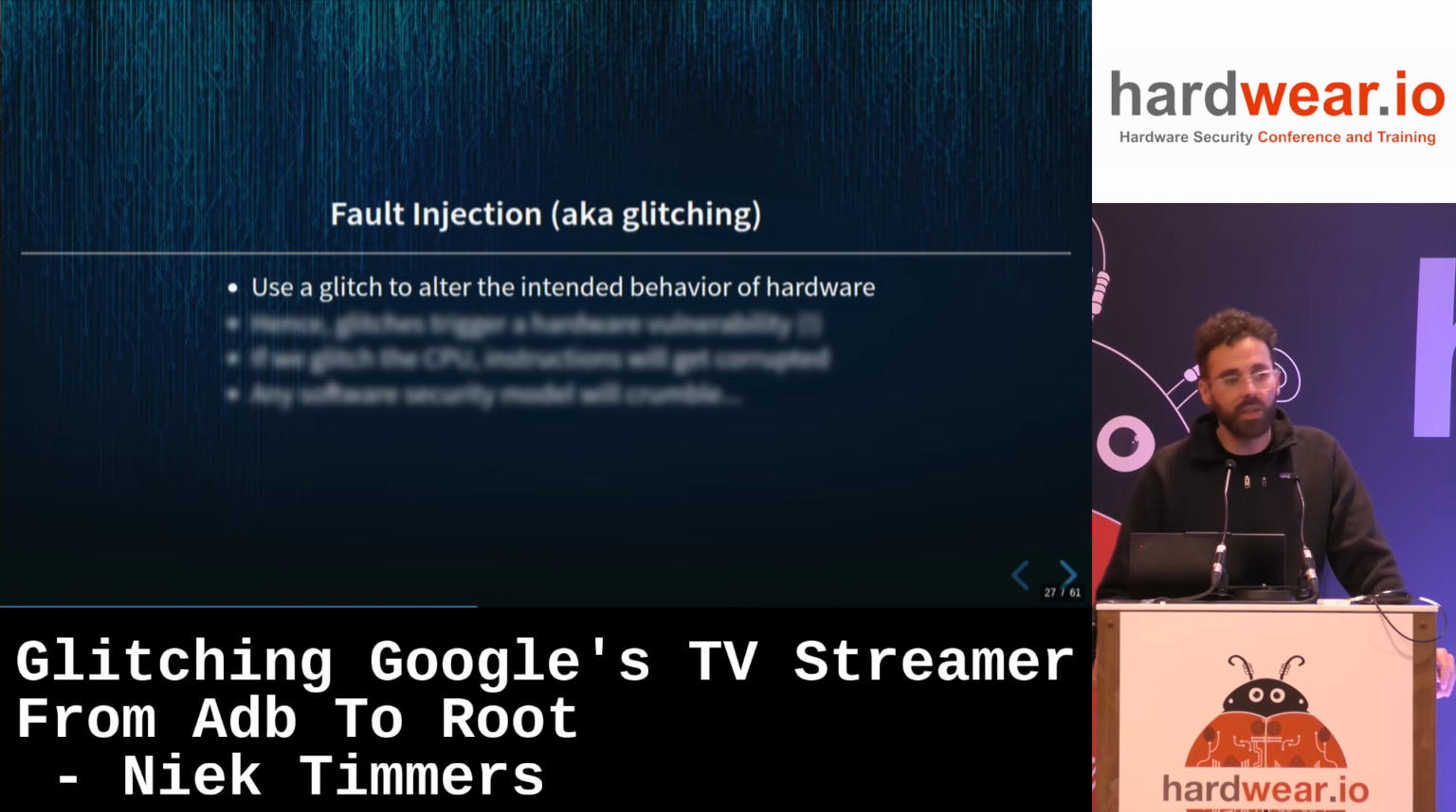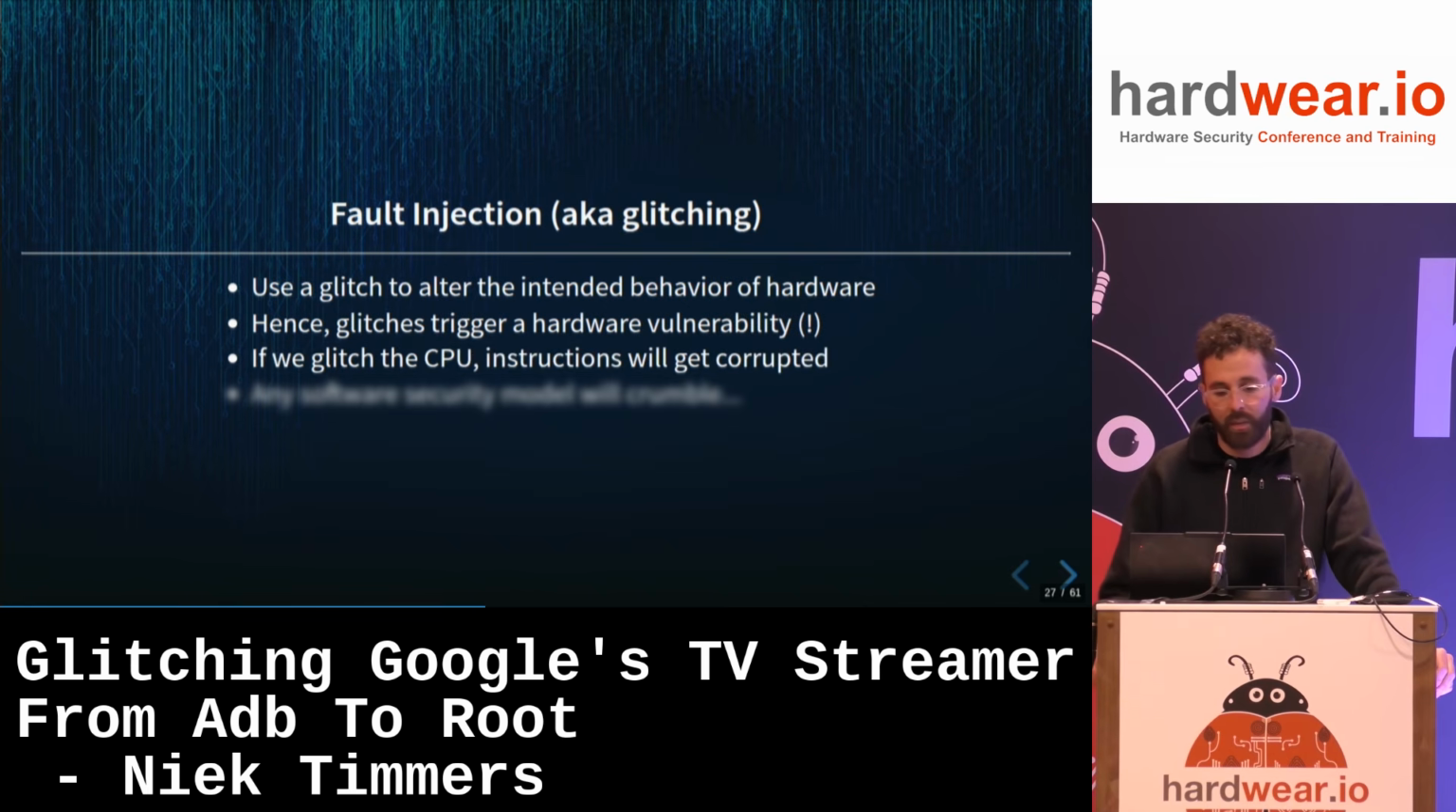So, we are using a glitch to alter the intended behavior of hardware. That also means that whenever we inject a glitch, we are actually triggering a hardware vulnerability. Fault injection vulnerabilities have nothing to do with software. It's hardware that makes mistakes when we inject those glitches. But if we target a CPU with this glitch, we are corrupting instructions that are being executed. So by triggering a hardware vulnerability, we have an impact on the software that's being executed.